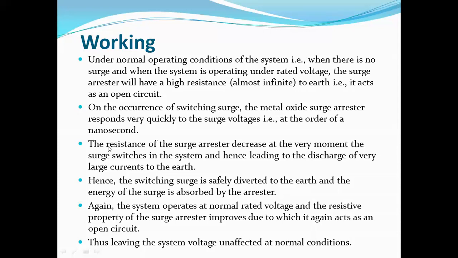So what happens actually is, if any lightning stroke strikes that pole or transmission line, the voltage increases, and immediately that metal oxide surge arrestor will act, and it is in nanoseconds only, and the resistance of that surge arrestor.